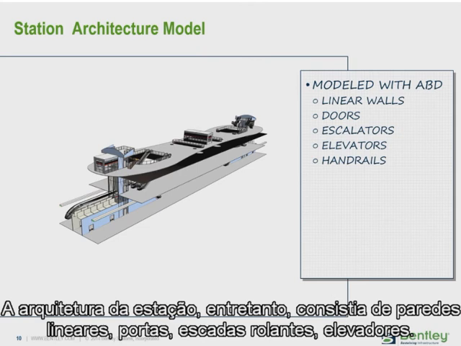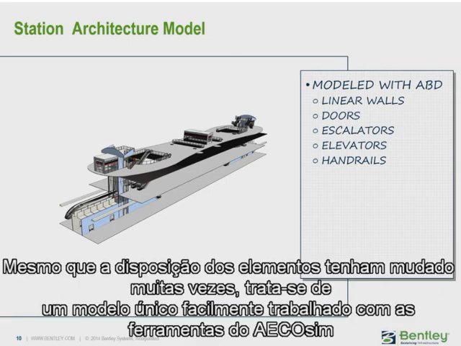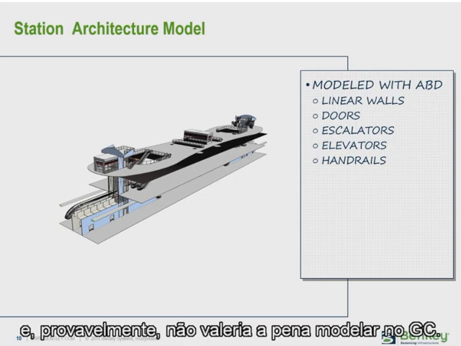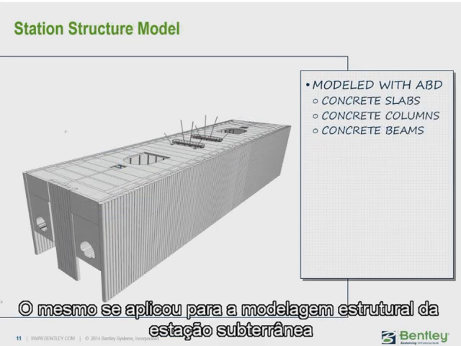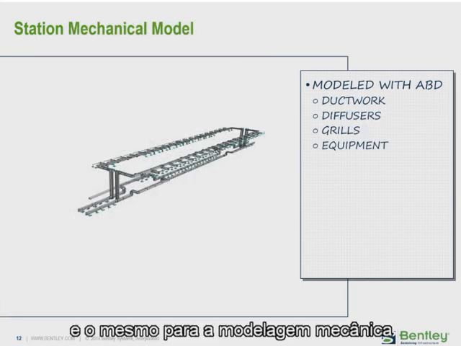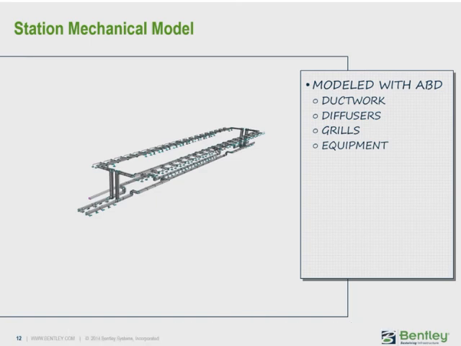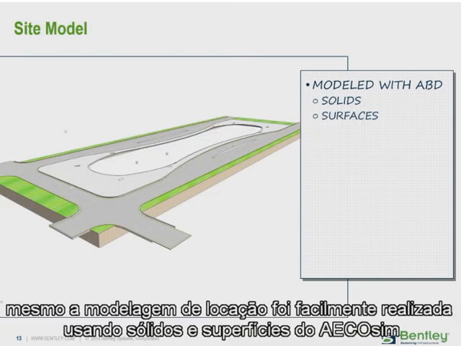However, the station architecture consisted of linear walls, doors, escalators, elevators, and handrails. Even though the layout may have changed numerous times, this is fairly easy one-off modeling to do with Ecosim tools, and therefore probably does not warrant the time it would take to model the relationships in GC. The same is true for the structural model of the underground station, and the same is true for the mechanical model. Even the site model is pretty easy to model in Ecosim using solids and surfaces.